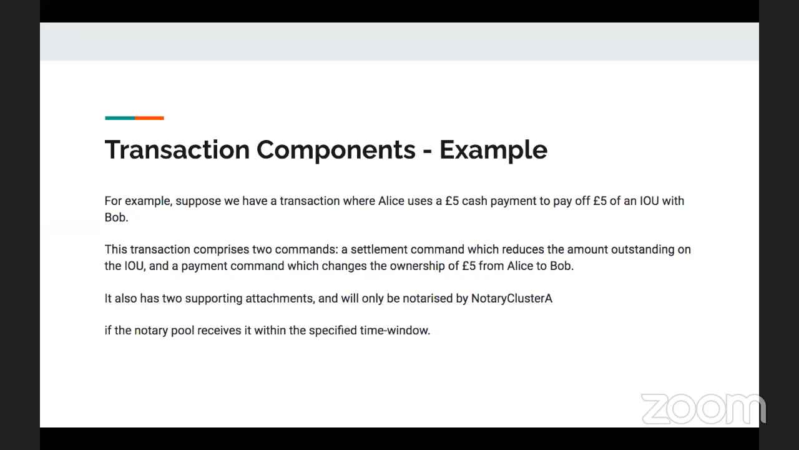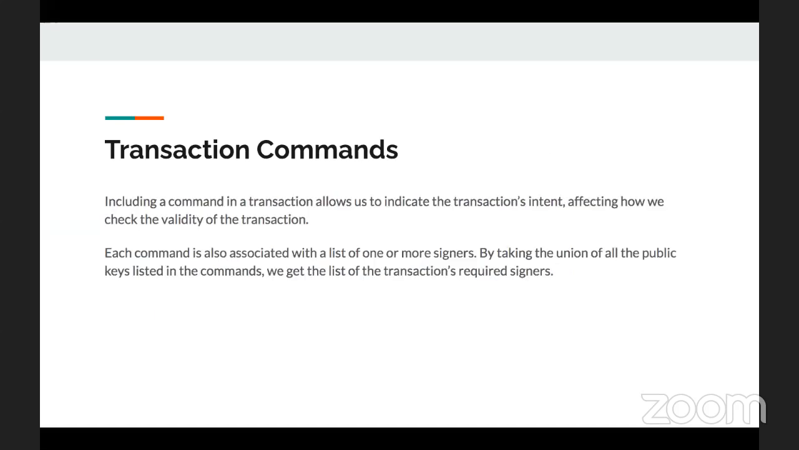And then you're including an attachment, which has to be notarized by the notary which is used here. And the notary pool should receive it within the time window. So transaction commands allow us to indicate a transaction's intent, affecting how we check the validity of the transaction. Each command is associated with a list of one or more signers by taking the union of all the public keys. So there is a kind of public key aggregation happening, which helps us ensure that when you have multiple parties signing the transaction, all their keys are aggregated.